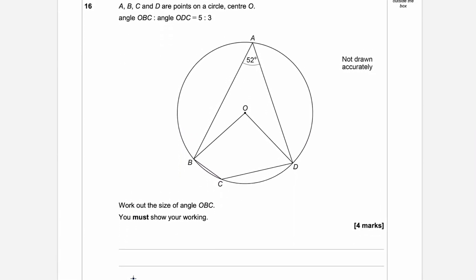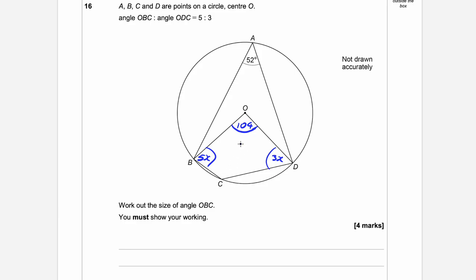Question 16. A, B, C, D are points on a circle. Angle OBC to angle ODC is 5 to 3. Okay, so let's just call this, guys, what did he say? OBC to ODC. Let's call that 5x, and let's call this 3x. Okay, then if this is 52, this is 104. It's double. Angle at the center is double angle at the circumference.